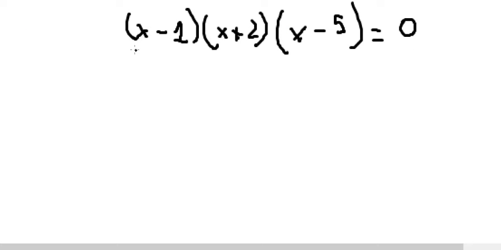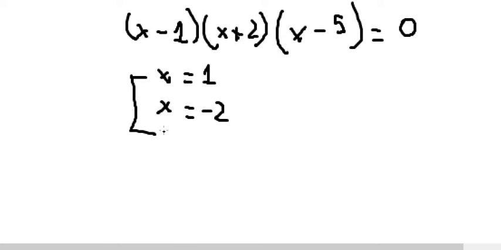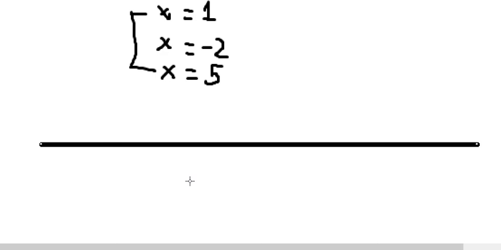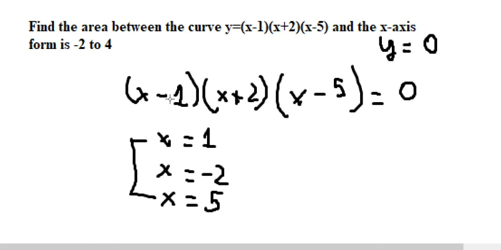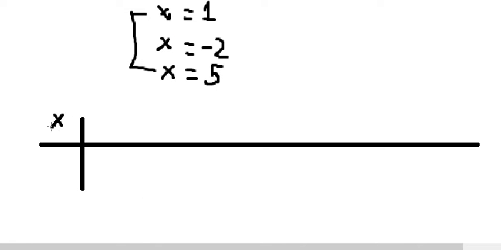If we find the solution, we have x equals 1, x equals negative 2, and x equals positive 5. Next, we need to draw the table to find the sign of this function. So we have negative 2 here, 1 here, and 5 here.